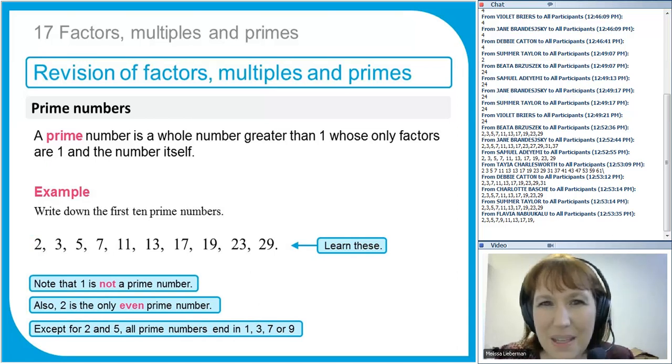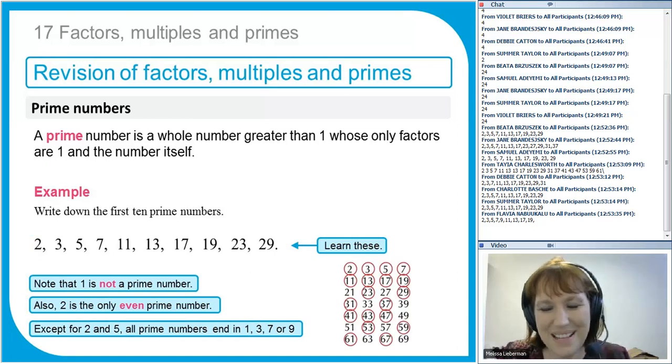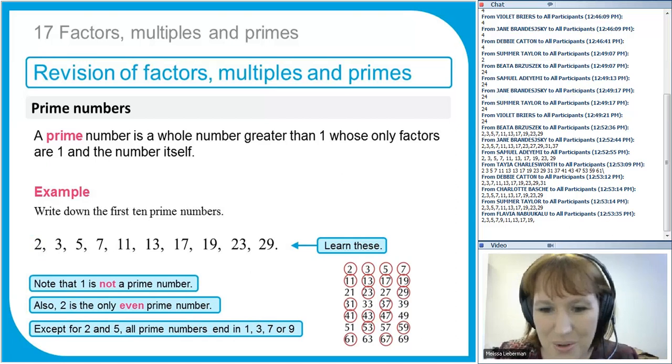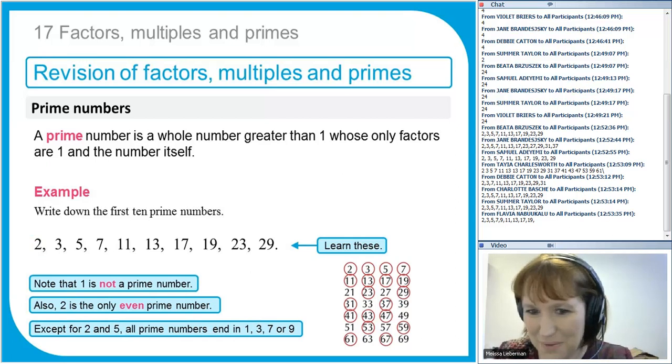I think it's 3 times 17 or 7 times 13, something like that. I get those mixed up. So here's a diagram which shows you. So who was it that went above and beyond? I'll just check whether you were right.